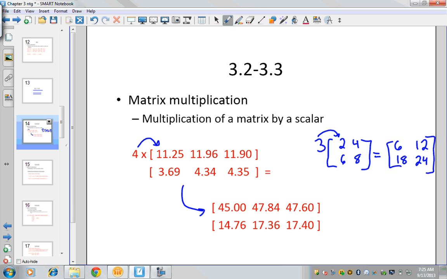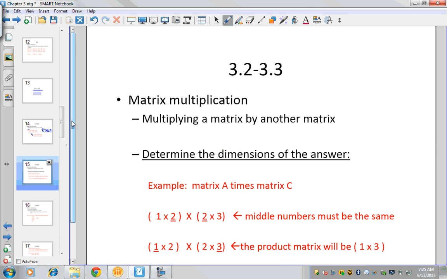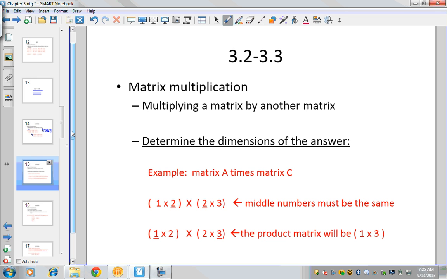All right, so let's go into something that could be a little more challenging, and that is matrix times another matrix. As we go through these slides, you might actually have to pause the video just to take some notes for anything that you might need. All right, so let's go and get started.